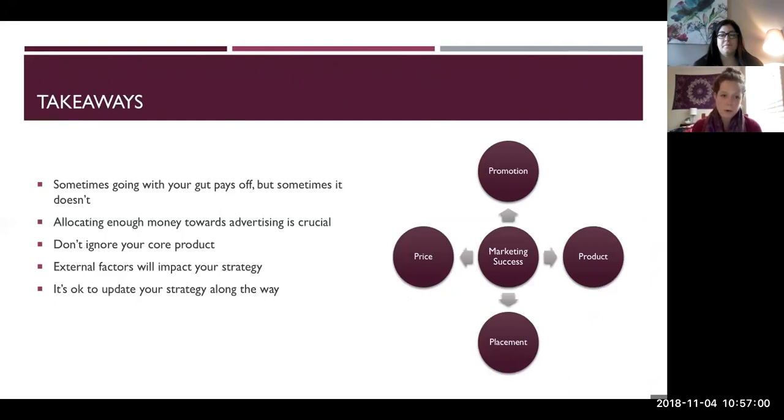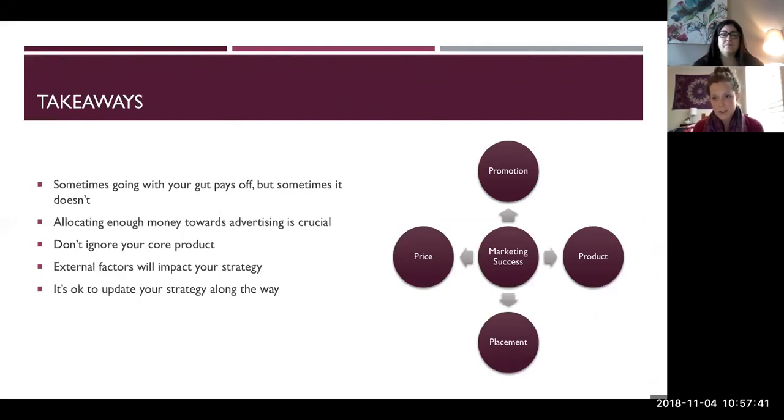Finally, this one's extremely important. External factors will impact your strategy. As we learned through the market updates every single period, sometimes what other competitors are doing or the rate of inflation or lots of other external factors will impact what you have to do related to your promotion, your price, your placement, and your product. So always keep the external factors in mind, but also keep your strategy in mind. I think aligning those things together was what really drove success for our team, which ties into my last point. It's okay to update your strategy along the way.